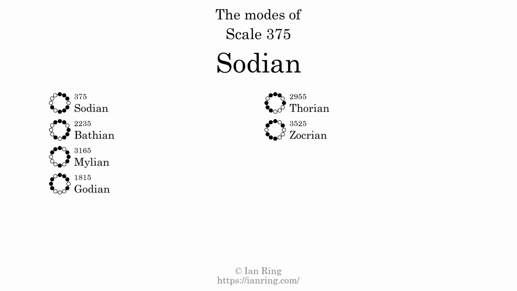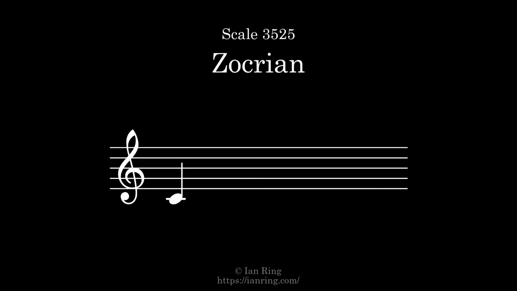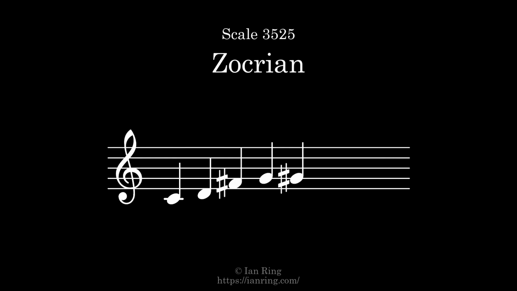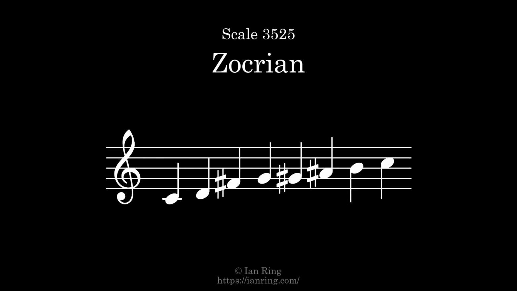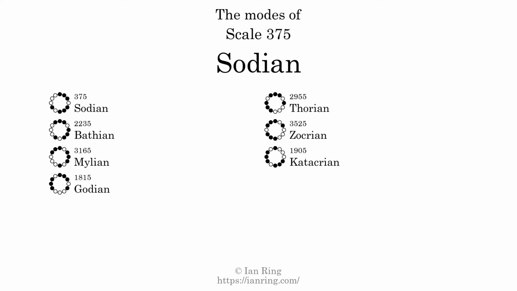The sixth mode is scale 3525, also known as Zokrian. It sounds like this. The seventh and last mode is scale 1905, also known as Katakrian. It sounds like this.